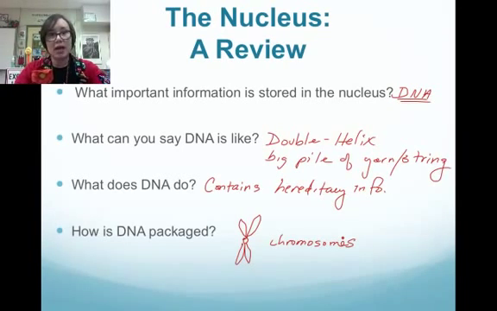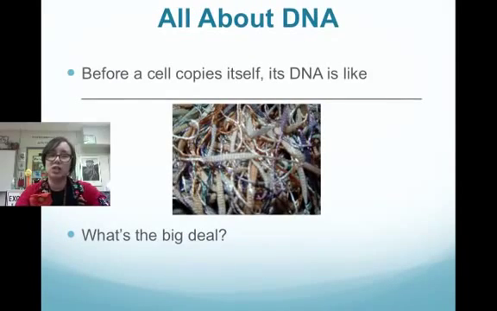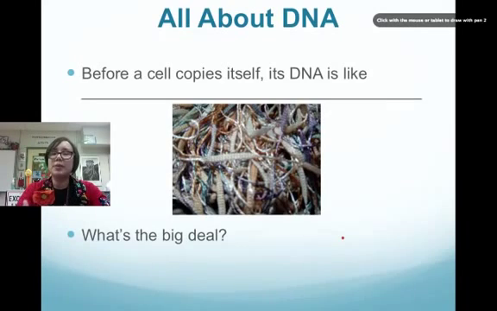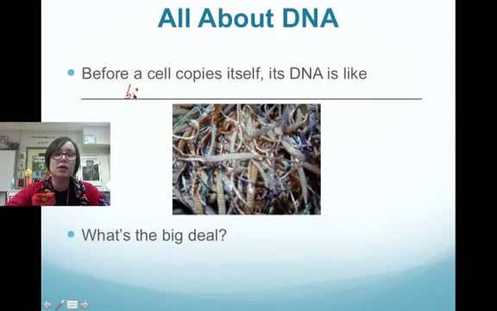All right, now that we've had a little bit of a review from what the nucleus contains as well as what DNA does and what it essentially looks like, we want to talk about some new information. So here's some new information. Before a cell copies itself, you need to know what the DNA looks like. And we talked about it before. We said the DNA is like a big pile of yarn. So basically it looks like this.